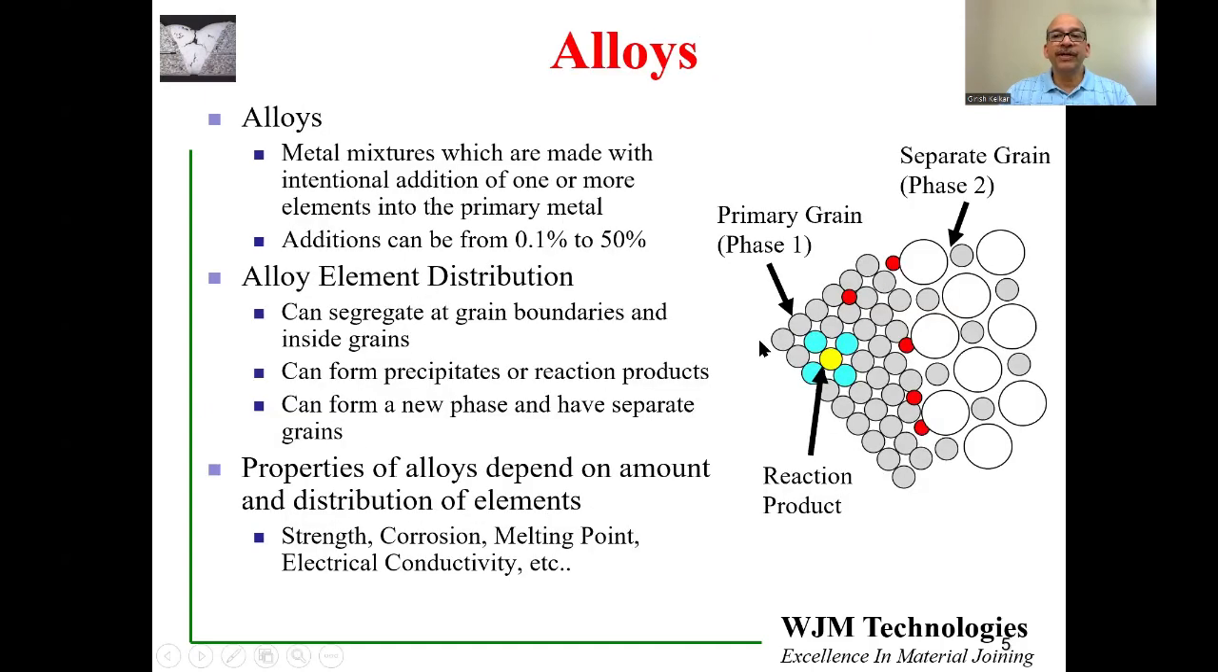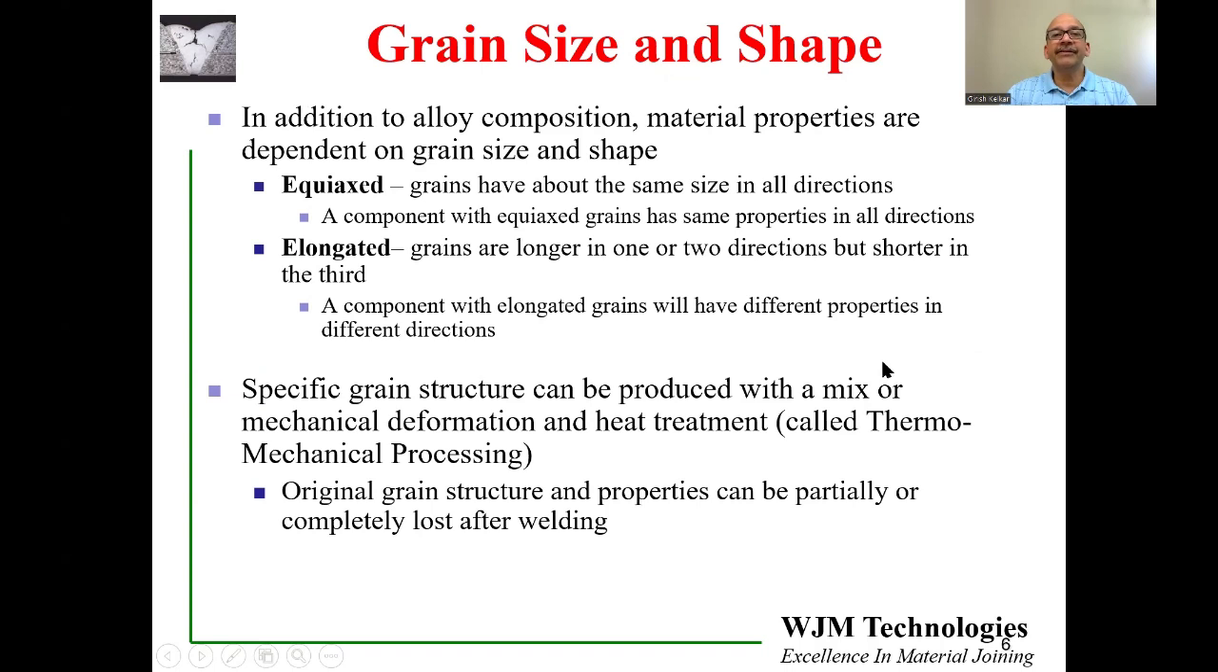The grains I'm showing you over here obviously are in schematic form. In reality, the grain size and shape can be dependent on how these metals actually solidified from the molten condition. In some cases, the grains will be equiaxed. That means the grains will have the same size and structure in all directions. Usually the properties of these materials are also the same in all directions. Oftentimes the grains can be elongated. That means the grains are longer in one or two directions, but shorter in the third. And here the properties of these materials are anisotropic. That means the properties are different in different directions.